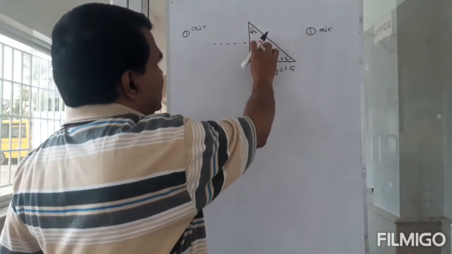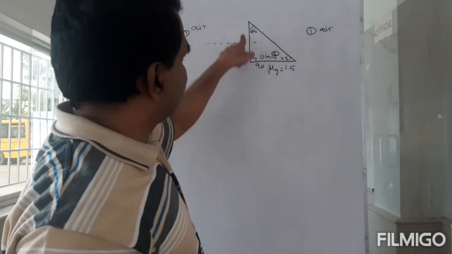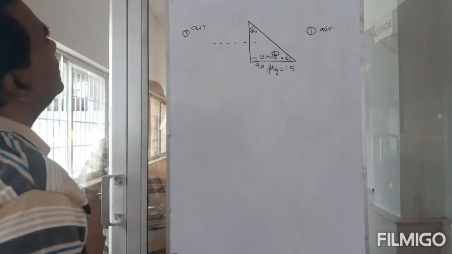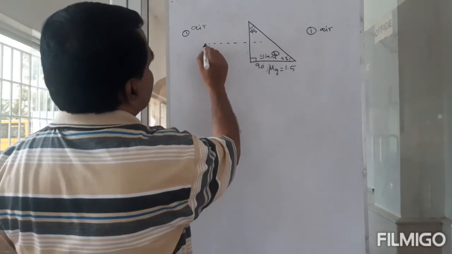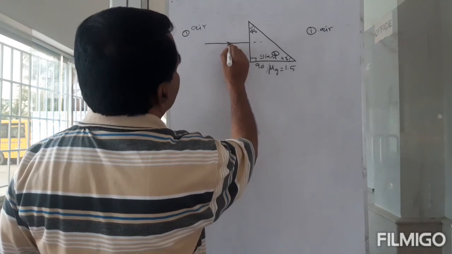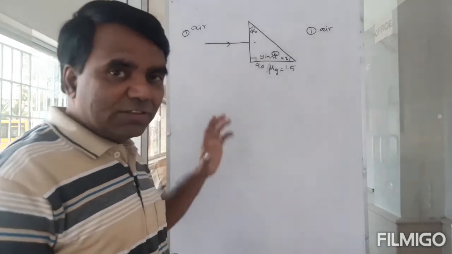All these 3 things are interfaces. This one, this one, this one. Inside you have a medium, outside you have a medium. These are interfaces, the sides of the triangle. Now let me send a ray like that. So what is going to happen?